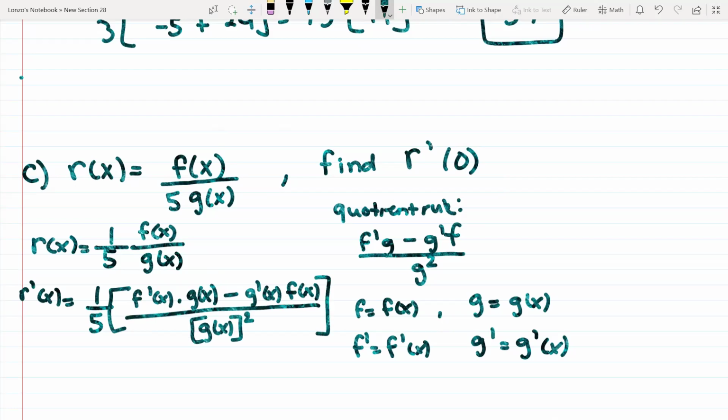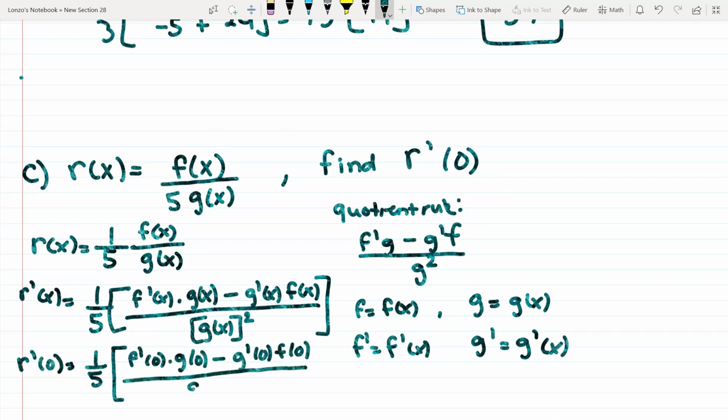Okay, and then we plug in 0. F prime of 0 times G of 0 minus G prime of 0 times F of 0 all over G of 0 squared.